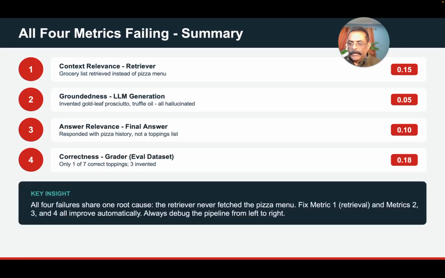okay, all four failures share one root cause. The retriever never fetched the pizza menu. So that is the root cause here. So sometimes if you have the best retriever, then metrics 2 and 3 will automatically fix. So fix metric 1, retrieval, and metric 2 and 3 all improve automatically. Always debug the pipeline from left to right.